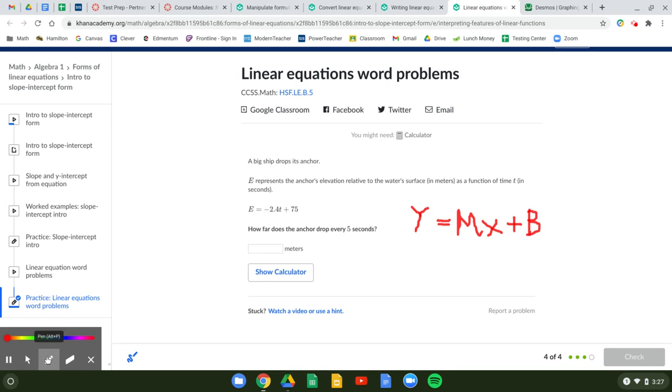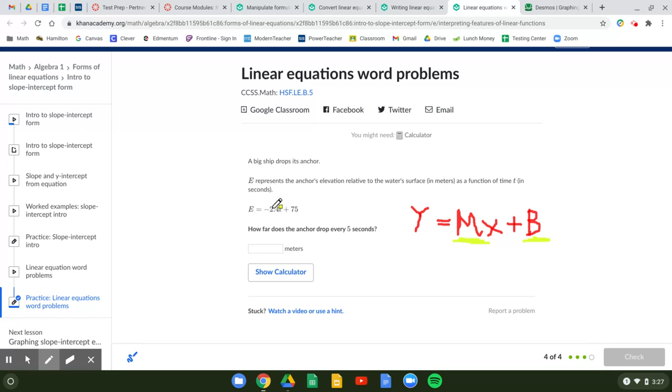I wanted to write that out because there are two important parts here. The m is what we call slope, or how the function, the equation, whatever the thing is representing, is changing. And b is your beginning amount. So the thing without the x is where you start, and the thing with the x is how it's changing. In this problem, it's talking about the elevation or height of an anchor.